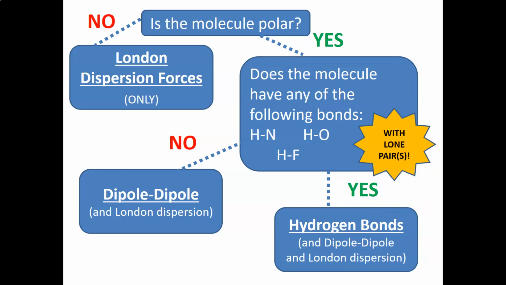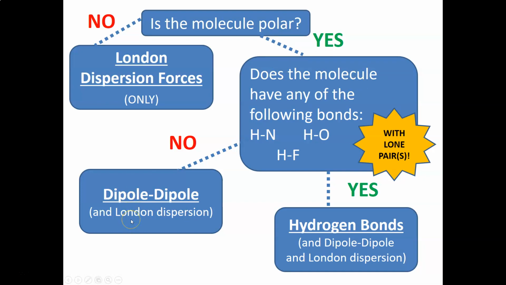And in a really big, really bright color, something super obvious, we should have a little note here that says with the lone pair on it. It's not enough to just have the bond. You have to have it with a lone pair as well. So be very careful about that. If you don't meet these criteria, then you just have a normal dipole-dipole.